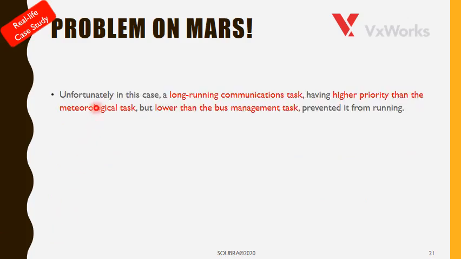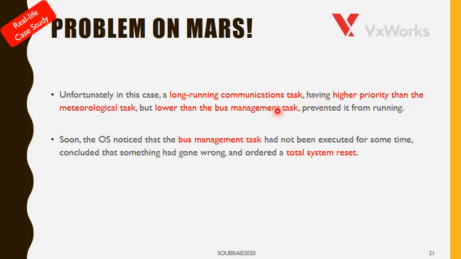Next. So unfortunately in this case, and this is what NASA is saying, a long-running communication task, so that's a third task, has a higher priority than the meteorological task, right? So it has a higher priority than the lower priority one, but lower than the highest priority task. Fair enough? So it's a middle priority between the two. And it's preventing the bus management task from running. What? That shouldn't happen.